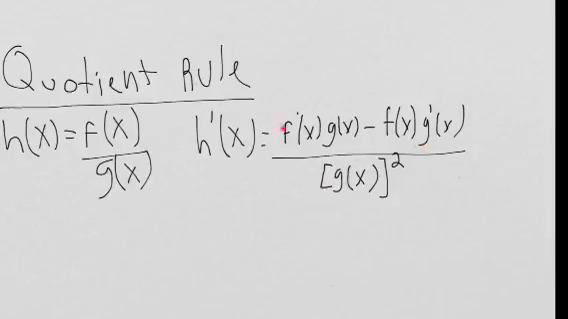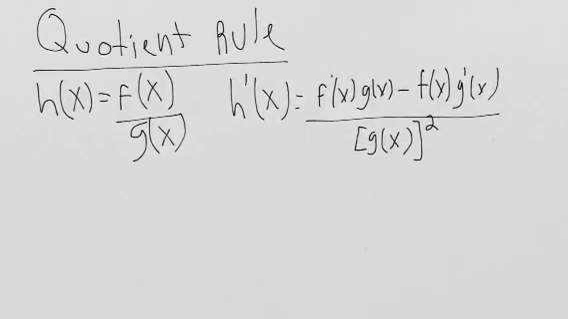I say derivative of the first one, leave the second one alone, minus, leave the first one alone, times the derivative of the second one, all divided by the denominator squared. You do what you need to do to get this memorized because it will show up pretty frequently. So let's look at an example.